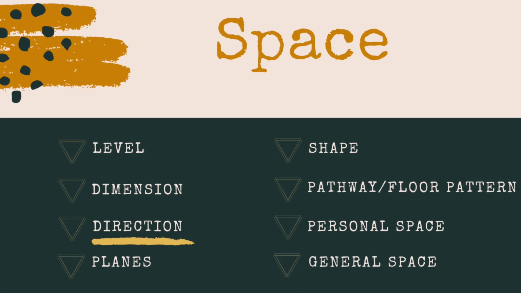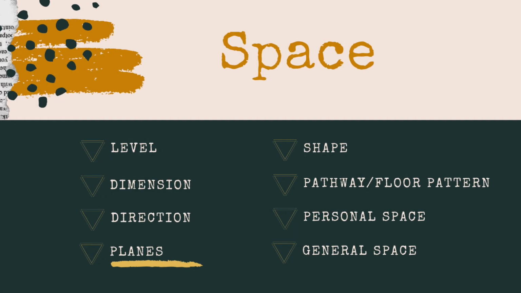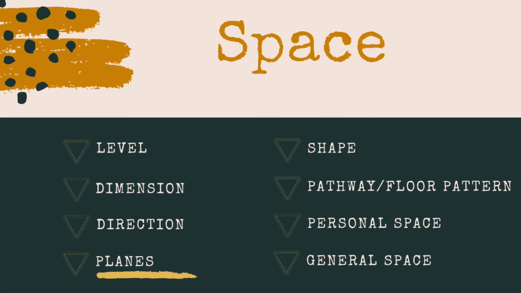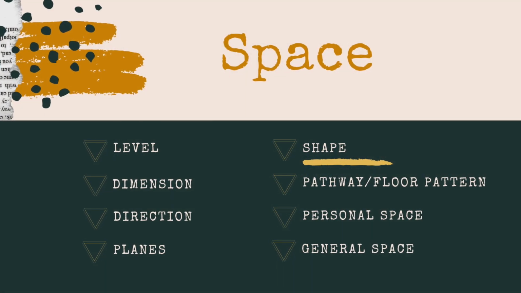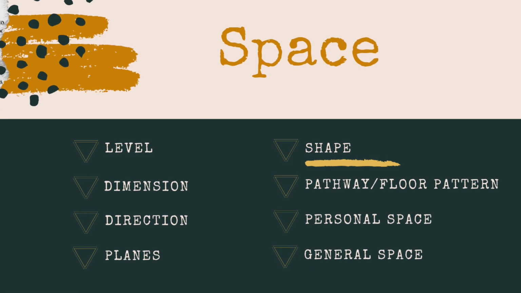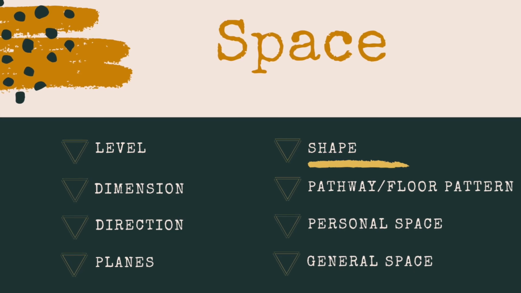Direction. Movements can be performed forwards, backwards, sideways, diagonal, up and down. Planes. Movements can be performed on frontal, sagittal or on a transverse plane. Shape. The positioning of the body or group of bodies in the space can create shapes that are curved, straight, angular, twisted, symmetrical and asymmetrical.